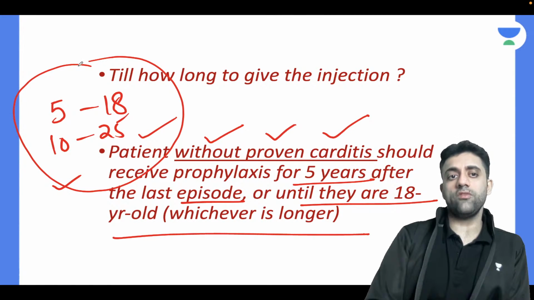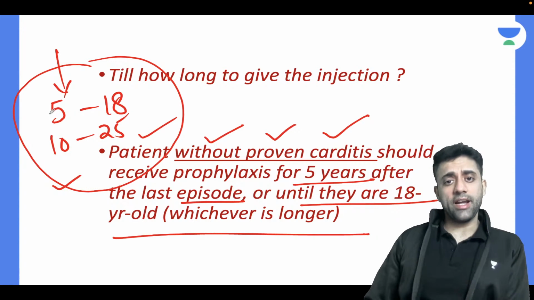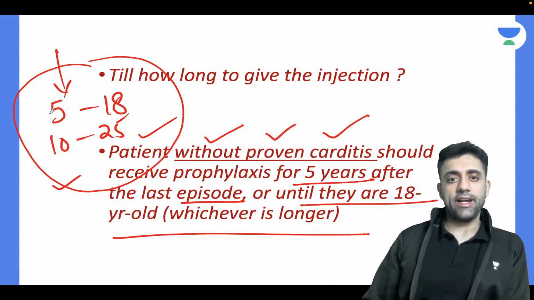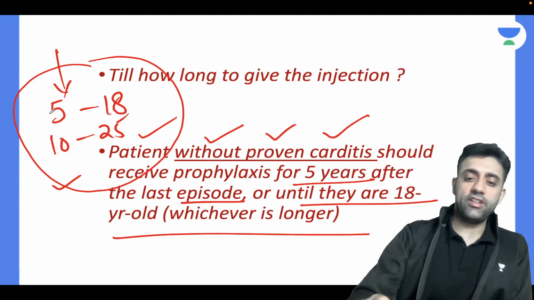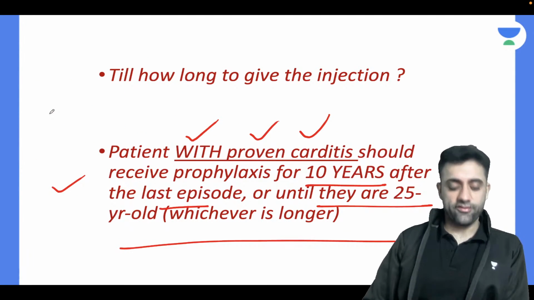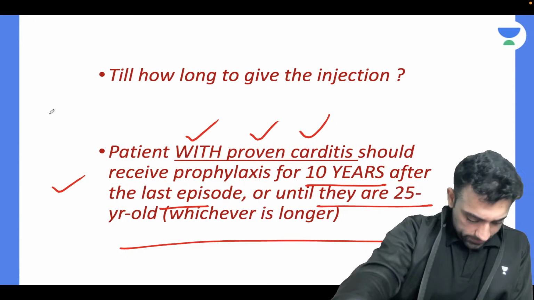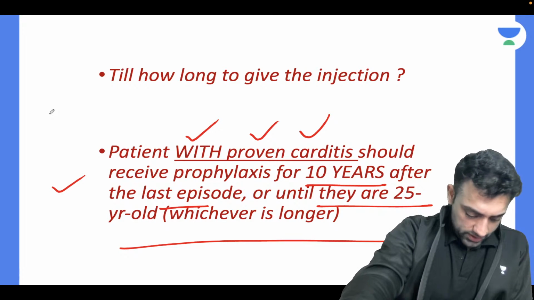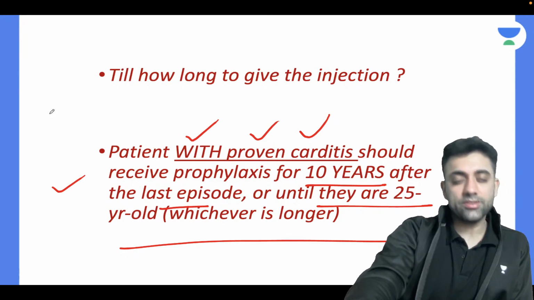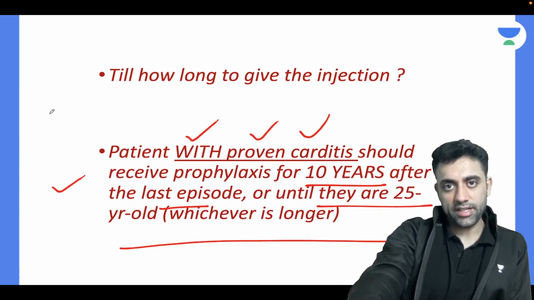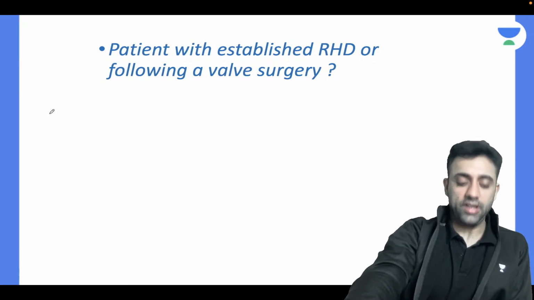So remember, very importantly, 5 and 18, and very important, 10 and 25. These four numbers should be in your flow chart. Without proven carditis, give for 5 years or till 18 years old. With proven carditis, give for 10 years, and until they are 25 years old. Same as ROP: it is 32 weeks, or 4 weeks postnatal age, whichever is later, not 34.